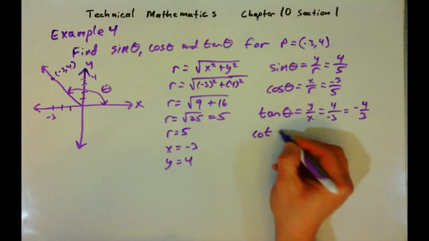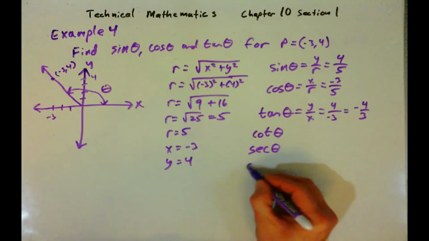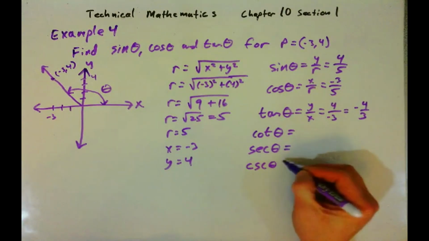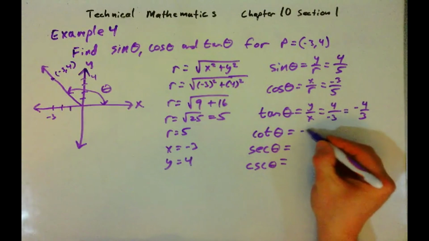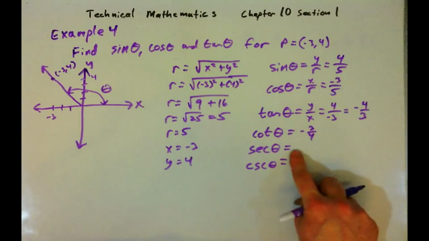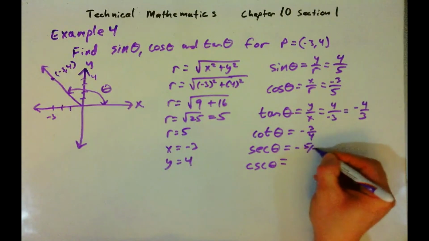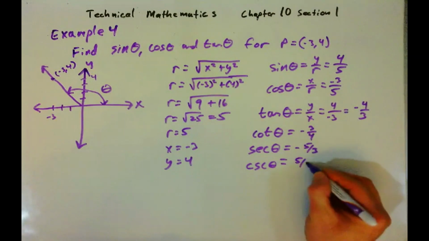Now the problem didn't ask us for cotangent or the secant or the cosecant, but I do know that these values are the reciprocals. So cotangent is the reciprocal of the tangent, it'll be -3/4. Secant is the reciprocal of the cosine, so it'll be -5/3. And the cosecant is the reciprocal of the sine, that'll be 5/4.